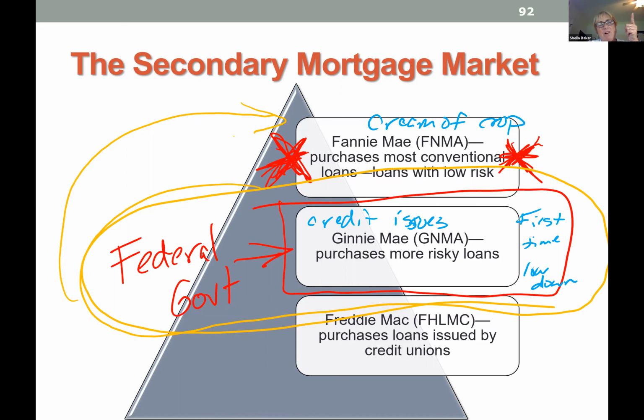Isn't Fannie Mae the government as well? Fannie Mae is not the government, but can borrow money from the federal government. That's the other fail-safe for Fannie Mae. If they run out of cash to buy loans, they can borrow the cash from the U.S. federal government to continue to purchase loans. Okay. But they are not part of the federal government. They just simply have a line of credit with the federal government.